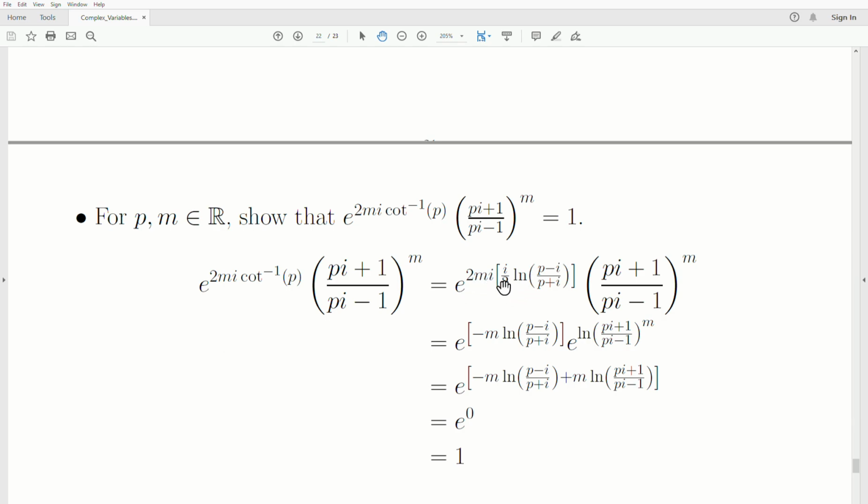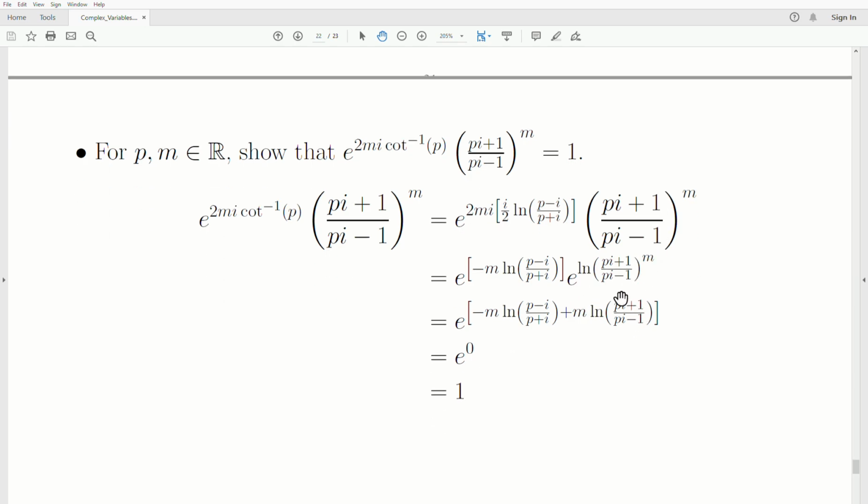Here the 2's cancel and i times i is minus 1. And so we're left with minus m of this. And this expression, we write it as e to the log of that. But since it's e to the log, the m can come out front. And since it's the same base e, we can just put it in the exponent. Well, we have this number minus this number.